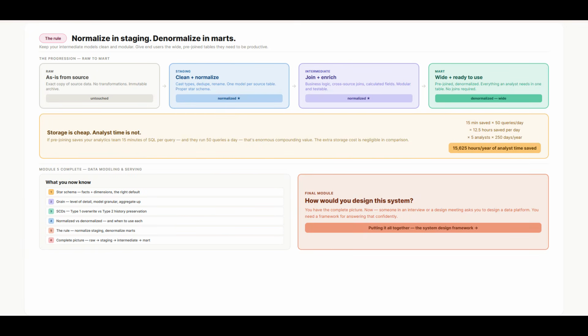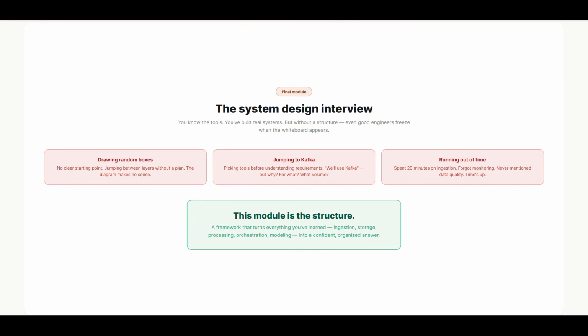And you need a framework for answering that confidently. That's Module 6. Everything you've learned in this course, ingestion, storage, processing, orchestration, modeling, it all comes together in one moment, the system design interview.